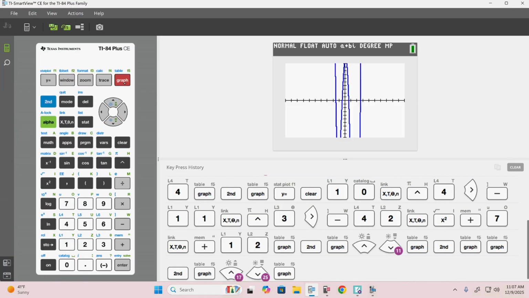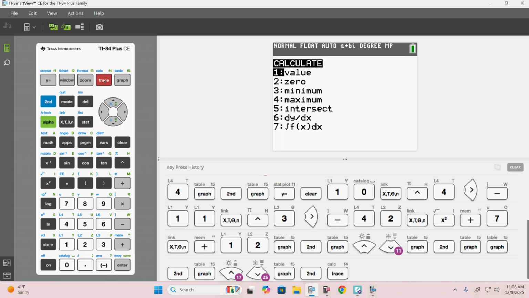And we can use them and the graph to figure out which ones we have. So one of them is just looking at where would they land on the graph in terms of our possible solutions. Now the other possibility, and the other way that we can do this, is I want you to hit second, so hit the blue button, trace, the button right next to graph. Second, trace.